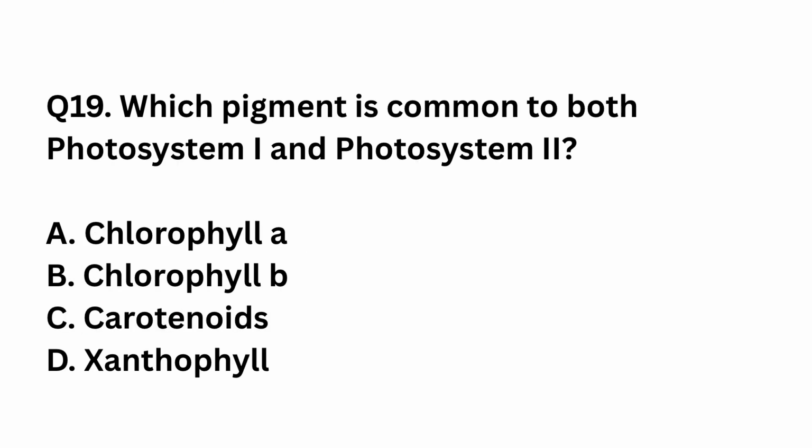Question number 19. Which pigment is common to both photosystem 1 and photosystem 2? Chlorophyll A, chlorophyll B, carotenoids, xanthophyll. The right answer is option A. Chlorophyll A. Chlorophyll A is the primary pigment in both photosystem 1 and photosystem 2 reaction centers. Other pigments act as accessory pigments.